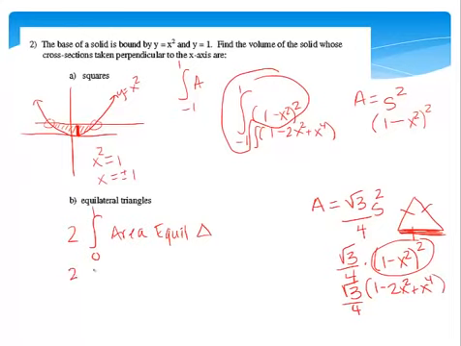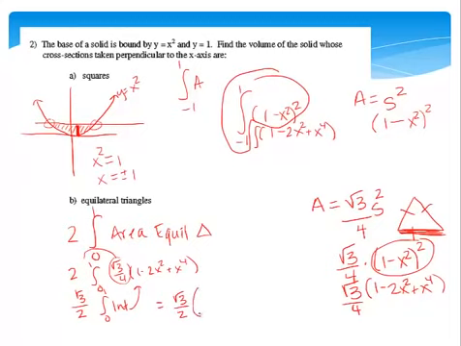So over here I'm going to go 2 times the integral from 0 to 1 of that problem. Now this is a constant, so I'm just going to bring that out in front. So 2 times that is going to be actually square root of 3 over 2. And then I'm going to take the integral of this problem, which will give me square root of 3 over 2 times x minus 2x cubed over 3 plus x to the fifth over 5. And I'm going to plug in 1 and 0.